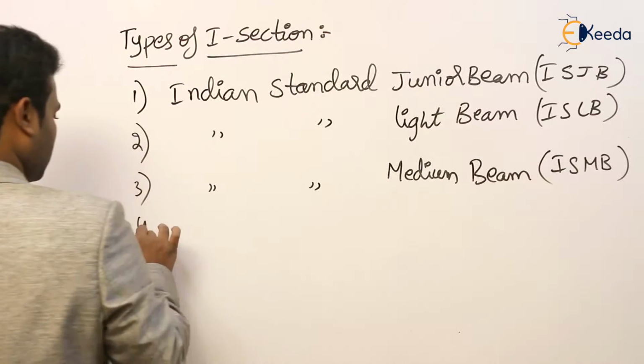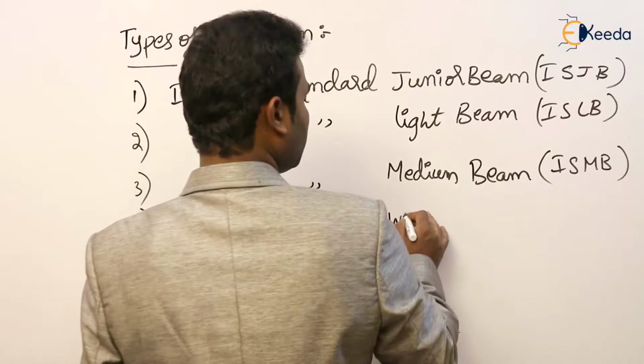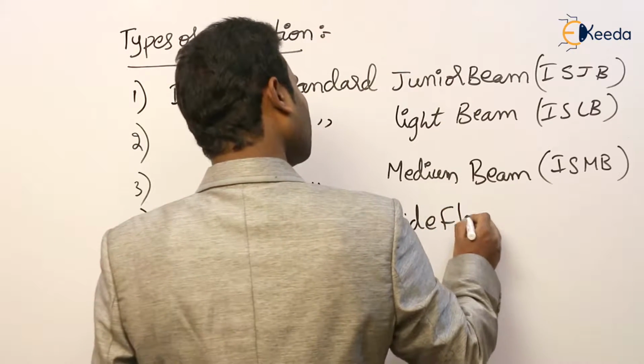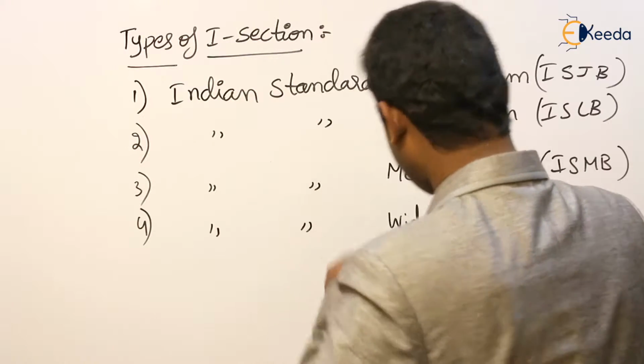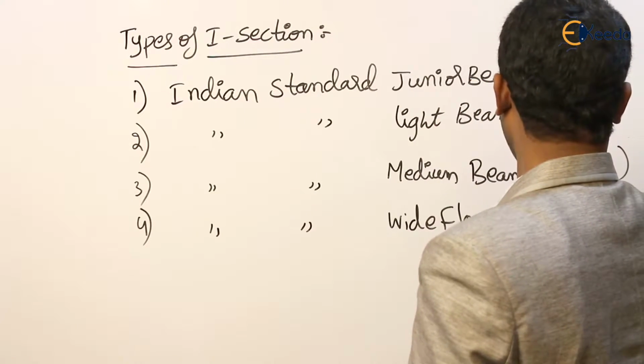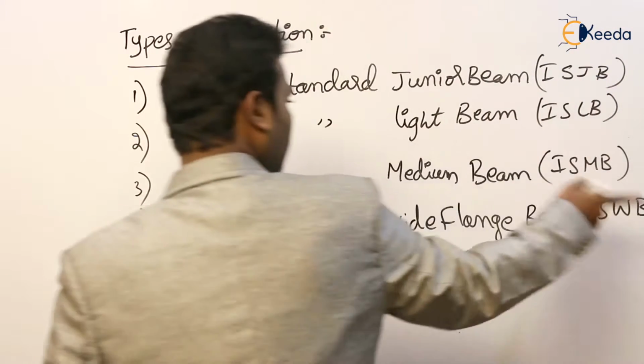Next, Indian Standard Wide Flange Beam. Wide flange beam means the width of the flange is more for this type of I section. ISWB, Indian Standard Wide Flange Beam.